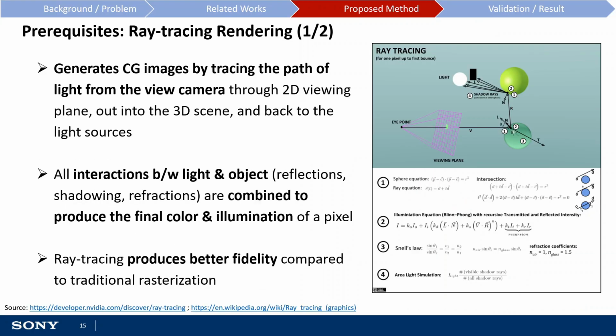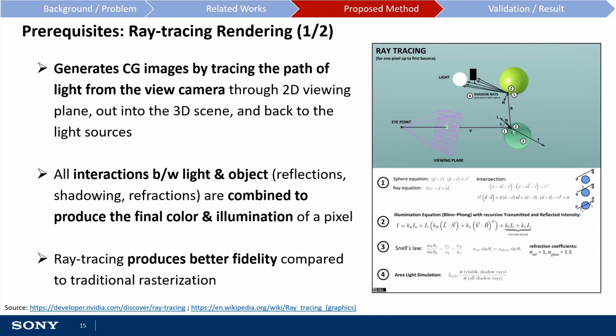Next is ray tracing, which generates computer graphics images by tracing the path of light from the view camera, which determines your view into the scene, through the 2D viewing plane or the pixel plane, out into the 3D scene, and back to the light sources. As it traverses the scene, the light may reflect from one object to another, causing reflections, be blocked by objects, causing shadows, or pass through transparent or semi-transparent objects, causing refractions.